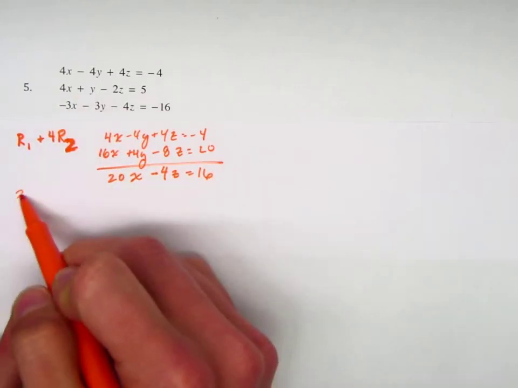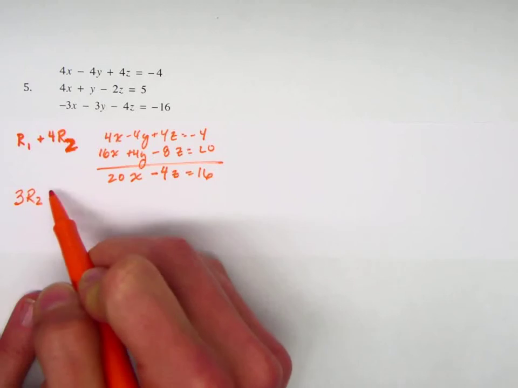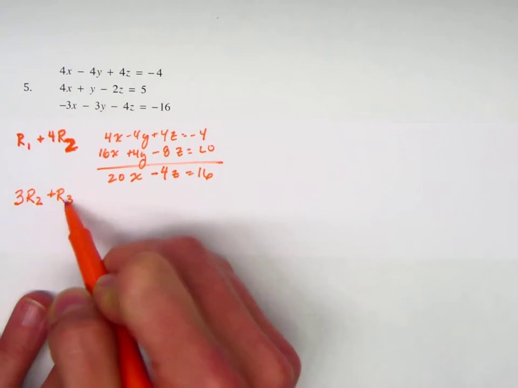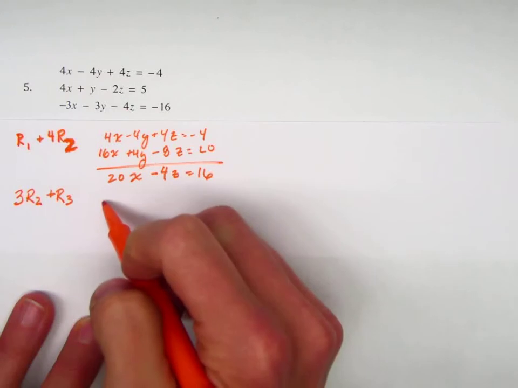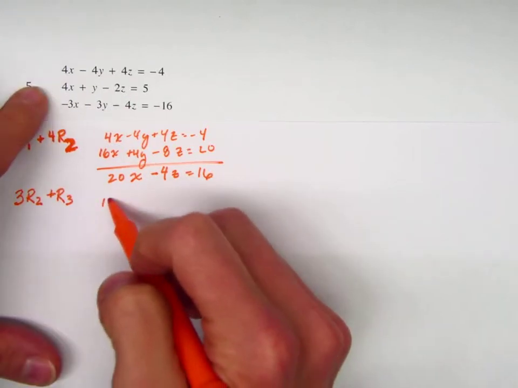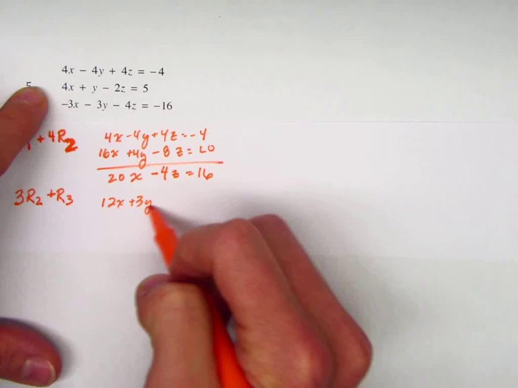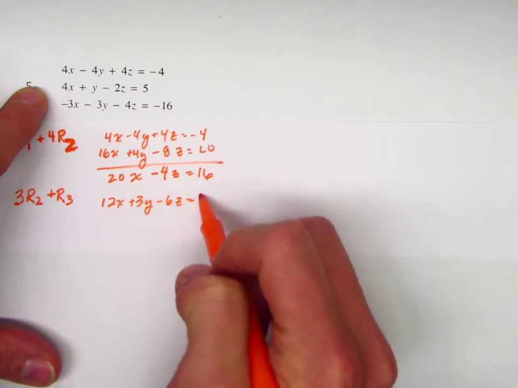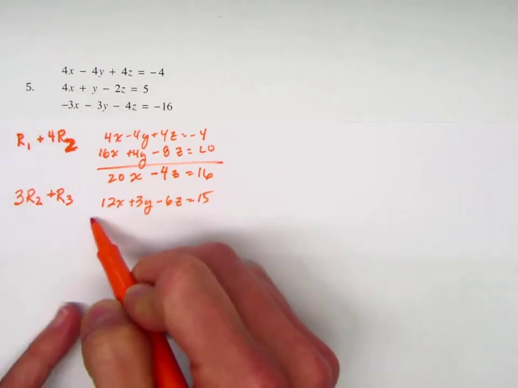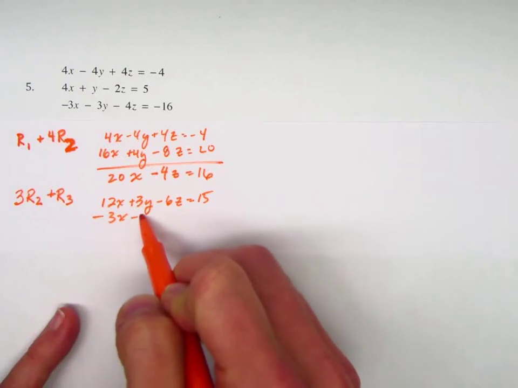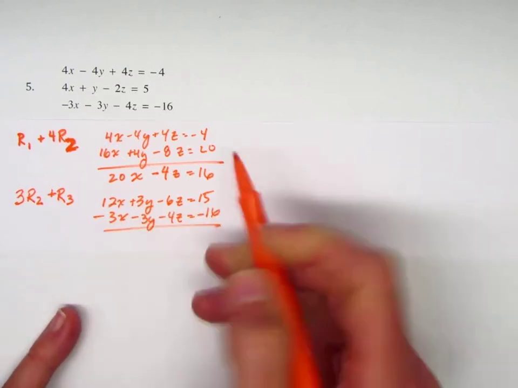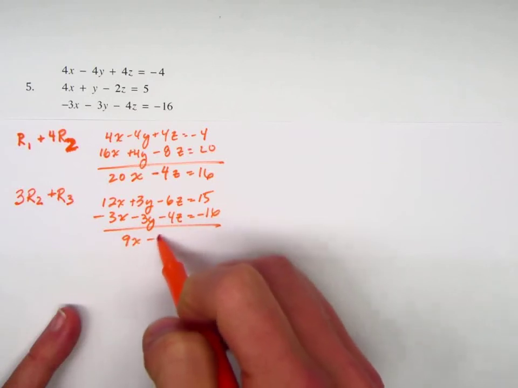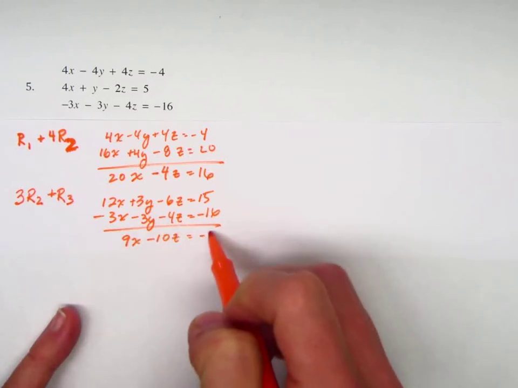This time I'm going to go 3 times row 2 plus row 3. And when we do that, 3 times row 2 is going to be 12x plus 3y minus 6z equals 15. And then row 3 is not changing, so negative 3x minus 3y minus 4z equals negative 16. Add those guys together, we get 9x minus 10z equals negative 1.